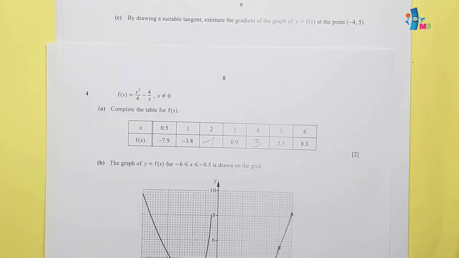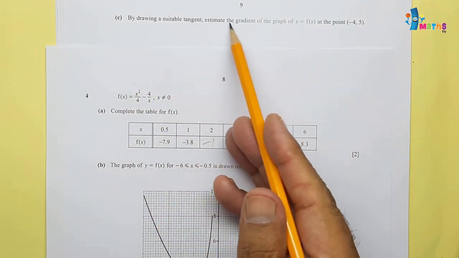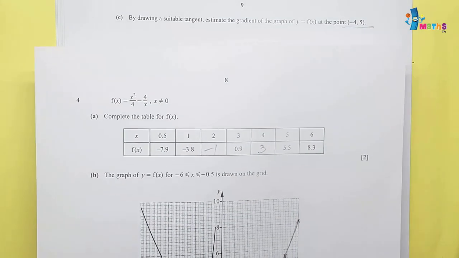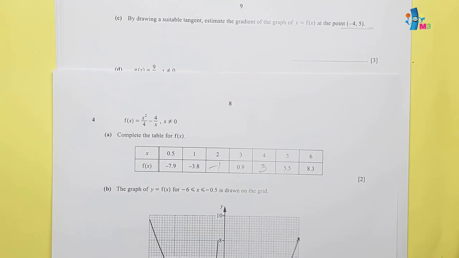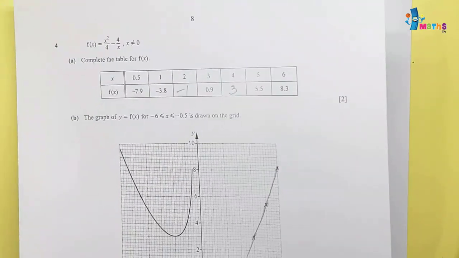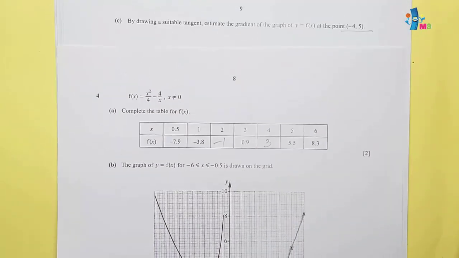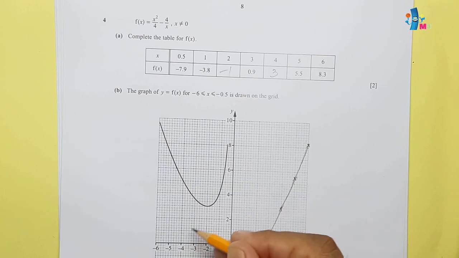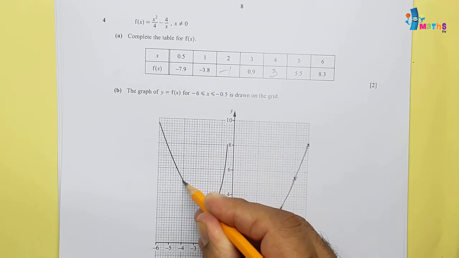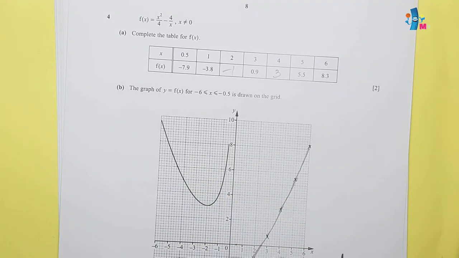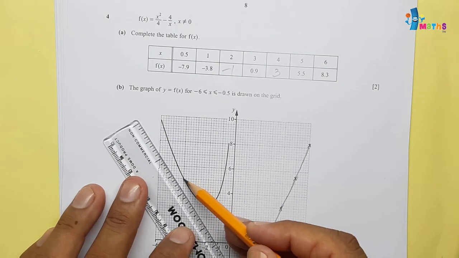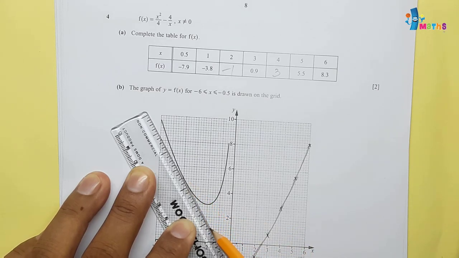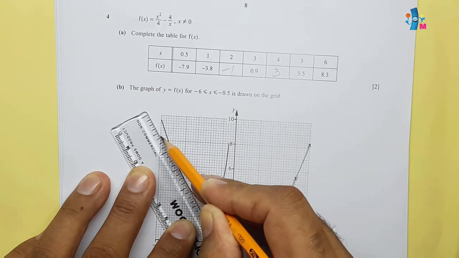Next part, by drawing a suitable tangent, estimate the gradient of the graph y is equal to this one at the point minus 4 and 5. So at the point minus 4 and 5, we have to draw the gradient of the curve. We'll check minus 4 and 5. Minus 4 is this one, and 5 will be over here. So this is the point basically, and we have to draw the gradient, and we will be checking and drawing the gradient like this one.